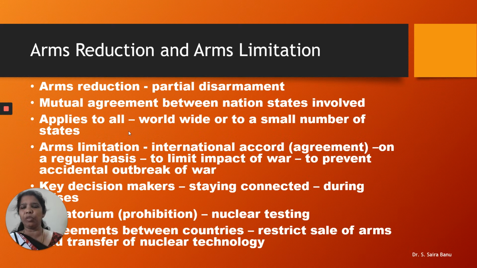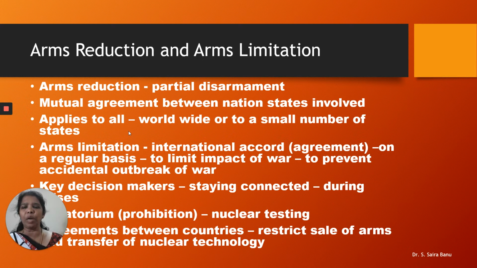Nation states are the countries involved. There is a mutual agreement between both parties, and also more than two parties, which applies to all. It is done in a worldwide manner, or even among a small number of states. That is reduction, partial disarmament. Arms limitation is an international agreement on a regular basis to limit the impact of war. The first one is reducing the use of weapons itself.